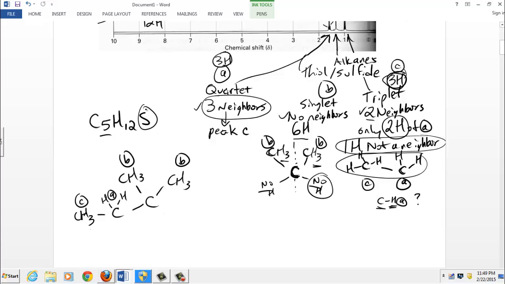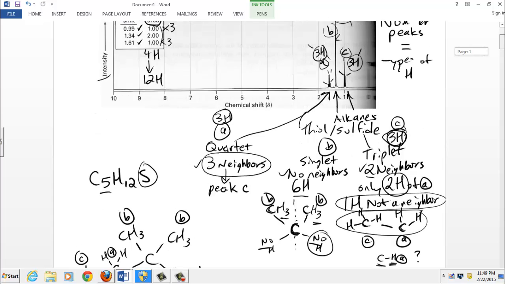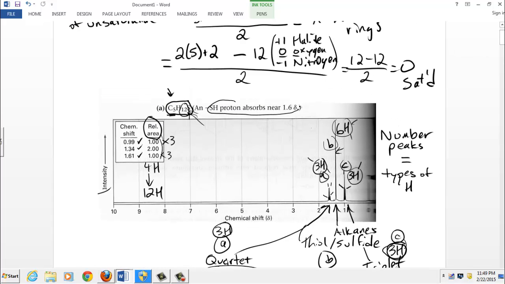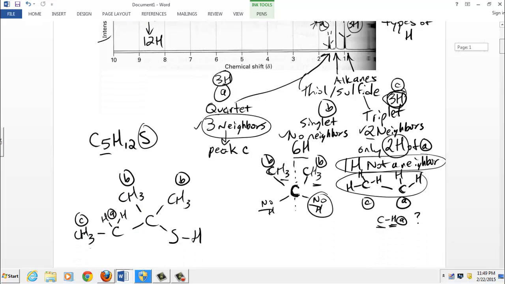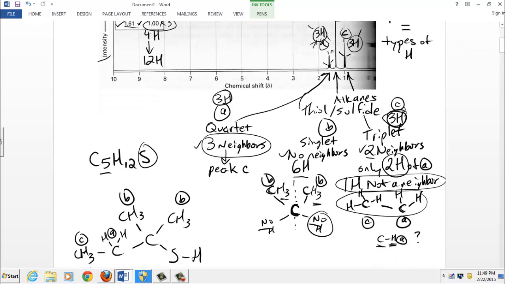Oh, what about sulfur? Sulfur, like oxygen, prefers 2 bonds. So let's connect the sulfur here. And that gives sulfur 1 bond. The only atom left is another hydrogen. So hey, I didn't use this one little feature here. We were told an SH proton absorbs near 1.6. 1.6 is that problem peak, that A that says it integrates to 3 hydrogens, but the splitting of peak C says there's only 2 neighbors there.